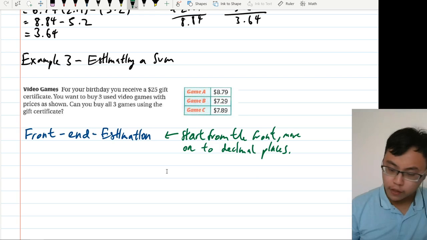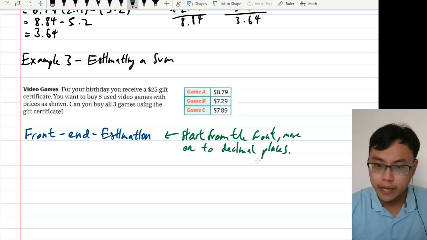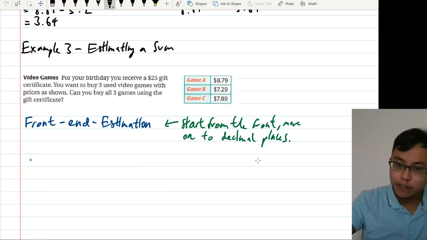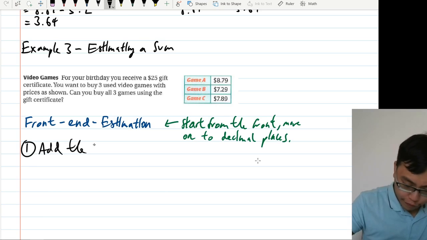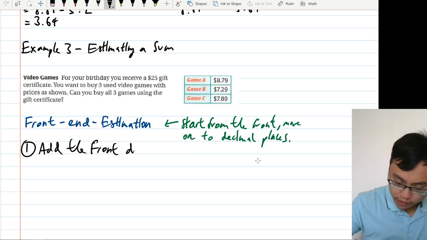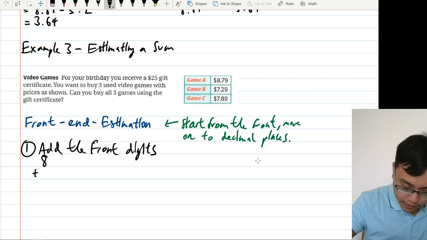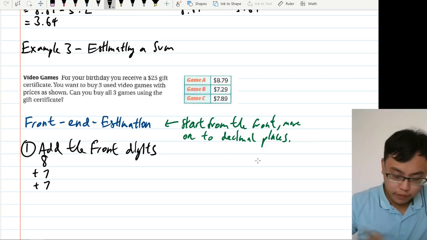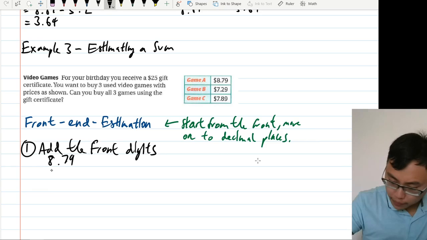And so let's look over here. If we look at our question, we have 3 games, okay? Step 1, the first step we want to do is add the front digits. That will be 8 plus 7 plus 7. Okay, so those are the 3 digits. Let me just show you the full one. 8.79 plus 7.29 plus 7.89.